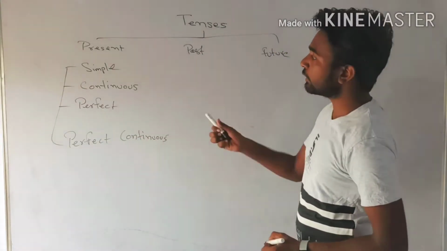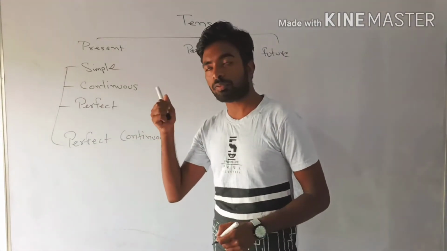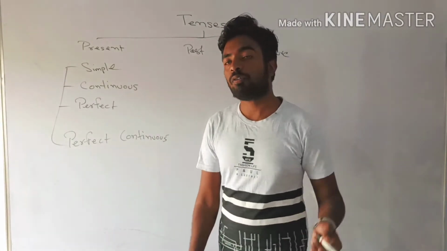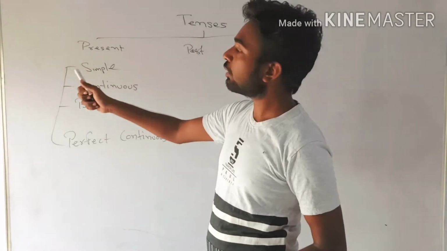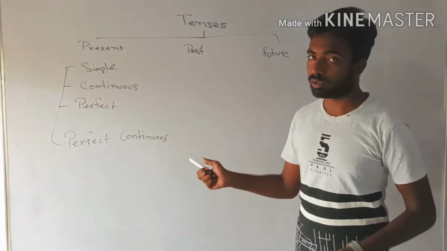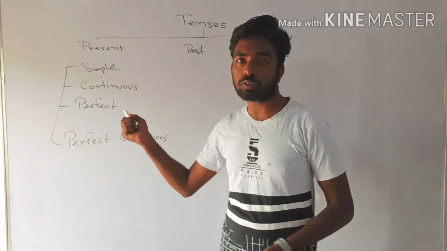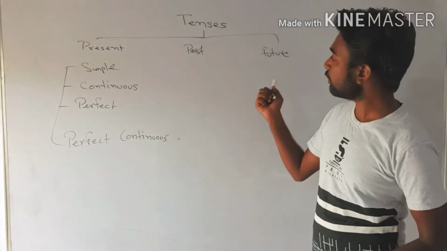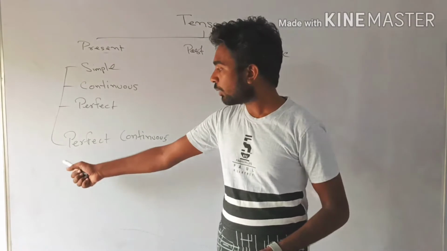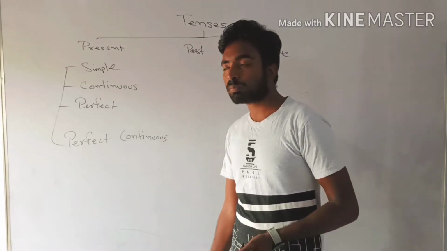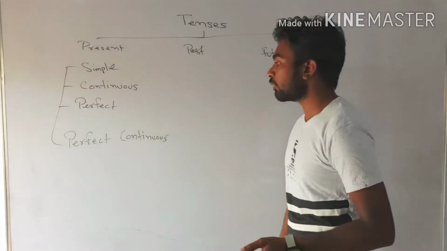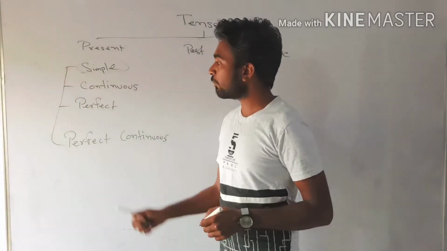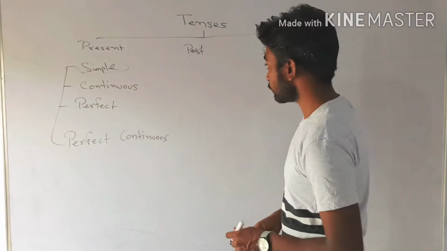So we are studying three types of tense: present tense, past tense and future tense. Every tense has four parts: present simple, past simple, future simple; present continuous, past continuous and future continuous; present perfect, past perfect and future perfect; and the last one is present perfect continuous, past perfect continuous and future perfect continuous. We can also call them simple or indefinite, and continuous or progressive.